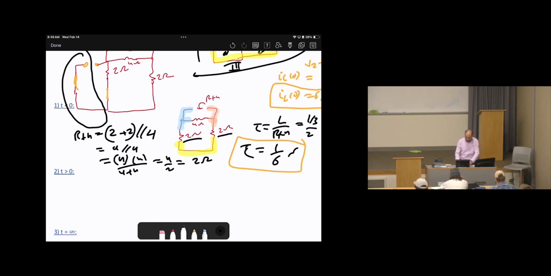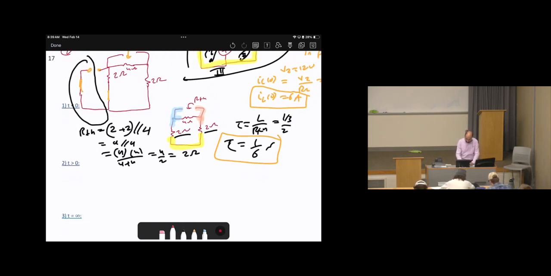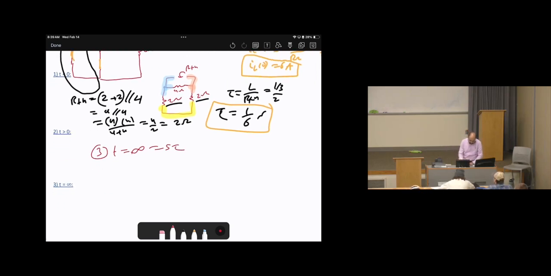Then I still need to calculate step number 3, which is when t equals infinity, or in other words 5 tau. So we will redraw the circuit, but apply the final switch status. What I'm going to do now is redraw the circuit, which is very similar to step number 1, but with the difference that I apply the final switch status. So here is the 12 volts. This switch is open. Here is the 2 ohms resistor.